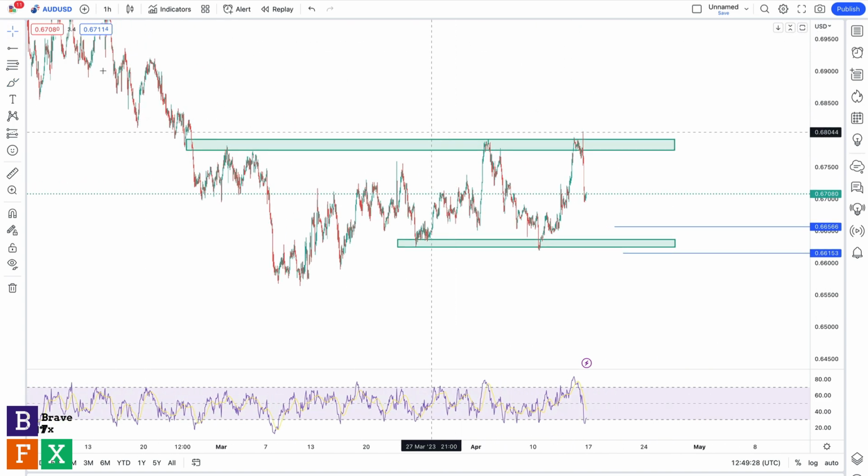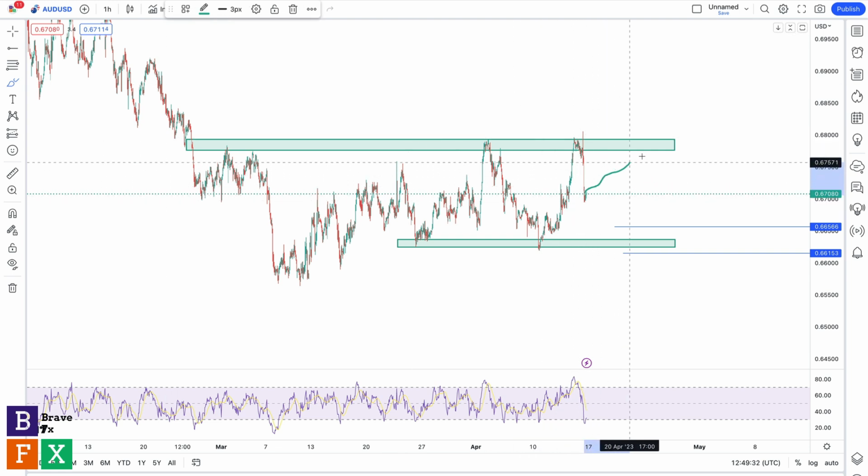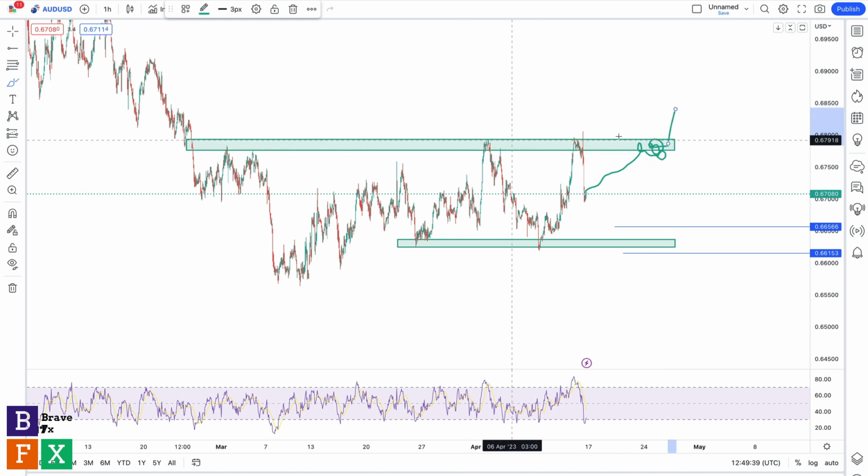So for me to go long, I'm going to wait for price to creep slowly upward to this resistance level and consolidate at this resistance level. There has to be a consolidation, then a bullish breakout from this resistance level to go higher. So this is going to be the only case study in which I'm going to go long on AUD-USD.